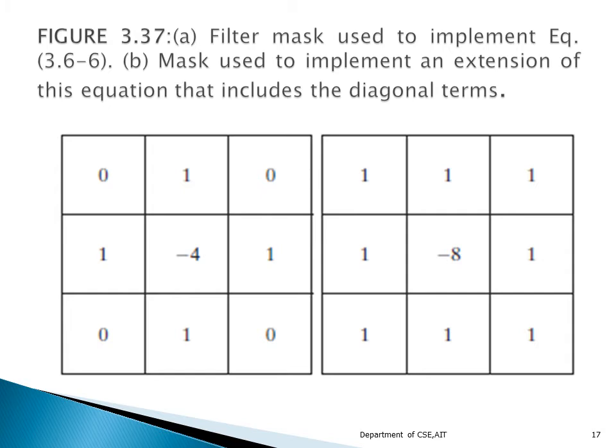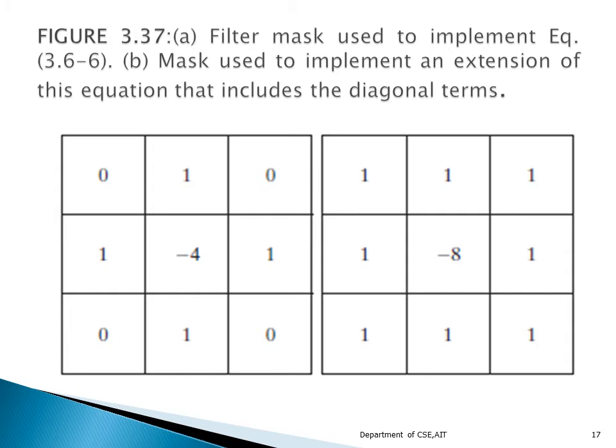I am going to consider the center pixel as f of xy. And the coefficients for the four neighbors, that is x plus 1 comma y, x minus 1 comma y, x comma y plus 1, x comma y minus 1, for all these the coefficient value is equal to 1. That is why I get the 3 cross 3 mask, which is equal to 0 1 0, 1 minus 4 1, 0 1 0.